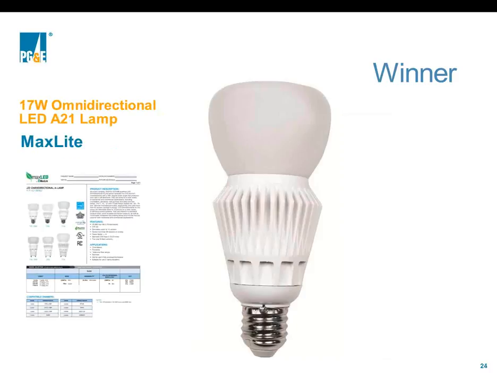The other one is from MAXLite, their 17-watt A21 lamps. They also have an A19 series as well. This one in particular was reviewed, has a CRI of 82. Pretty good for all your general lighting solution needs. They both have screw-based and pin-based versions if needed. It's also another good option if you guys are looking for any screw-based solutions.